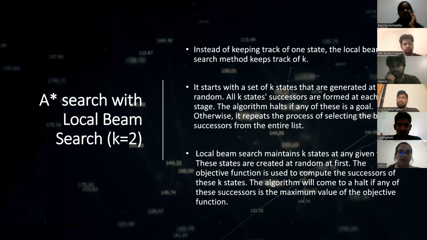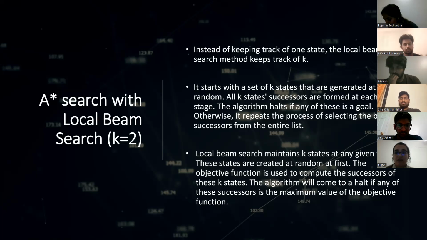In this slide, I'm going to talk about A* search with local beam search, K equals 2. This algorithm keeps track of K states instead of keeping track of just one state. It starts with a set of K states that are generated at random. All K states' successors are formed at each stage. The algorithm halts if any of these is a goal. Otherwise, it repeats the process of selecting the best successors from the entire list.